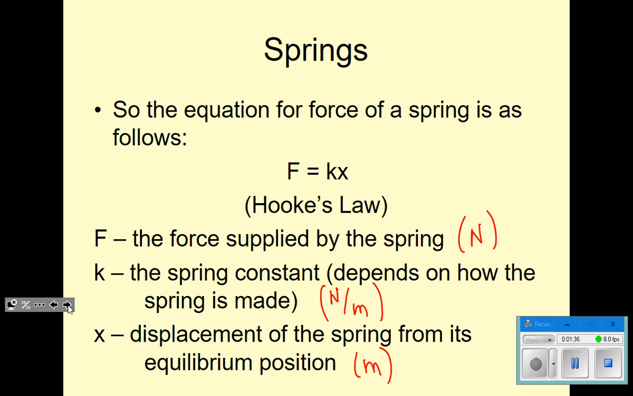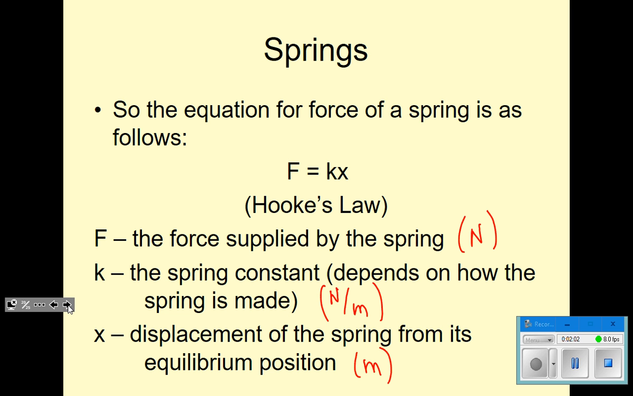So an equation that we use for a spring is Hooke's law, and it's F equals Kx. The F is the force, measured in newtons, and it's the force that's supplied by a spring. The K is known as the spring constant. It can also be known as the force constant, and it actually depends on how the spring is made and what it's made out of.